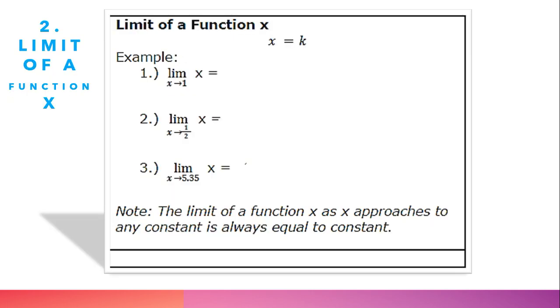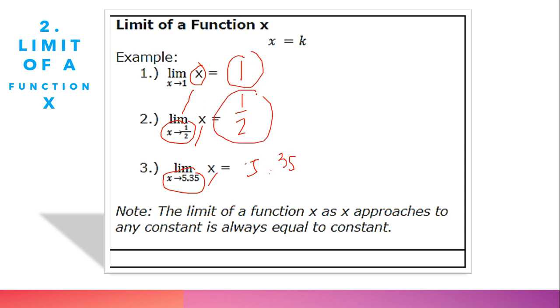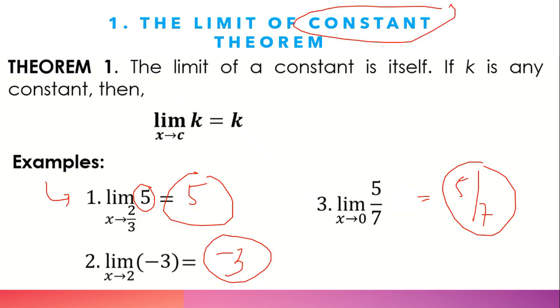Next. Limit of a function. Para lang din siyang substitution. Kung ano yung nakita mong approaches niya, o yung value ng x, i-substitute mo lang doon kasi may x doon. So, ibig sabihin, ang sagot dito is 1. Ito 1/2. Ito 5.35. So, 1 ang sagot sa number 1, 1/2 ang sagot sa number 2, 5.35 ang sagot sa number 3. Ang tawag dyan, limit of a function. Ano ang pinagkaiba ng dalawa?